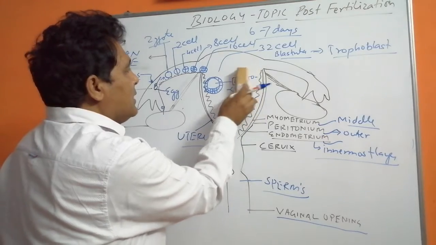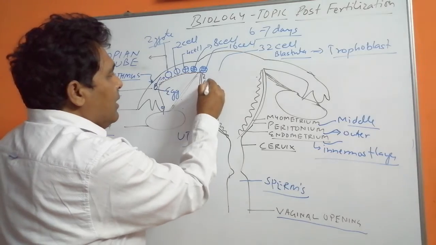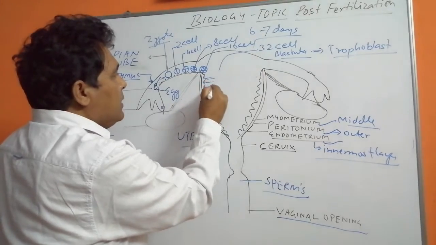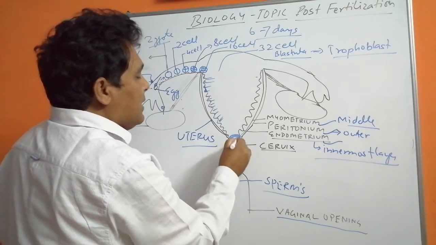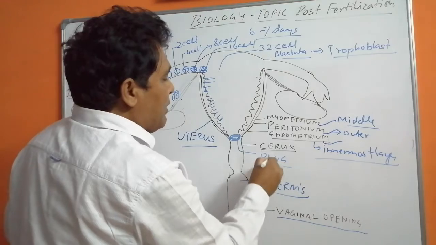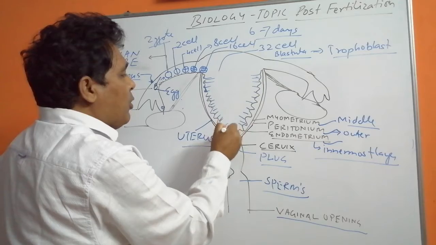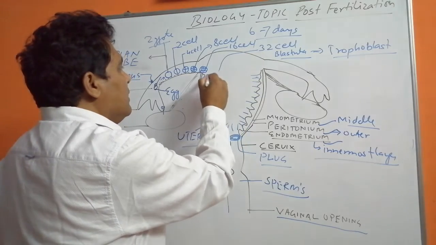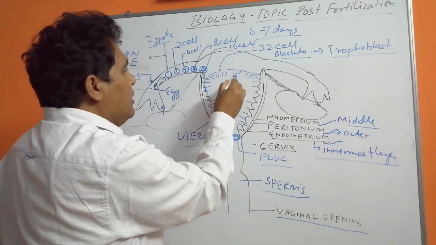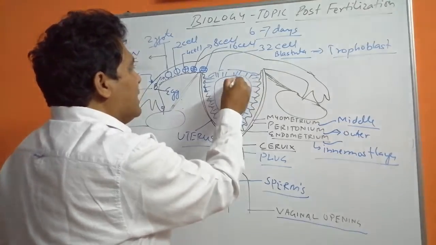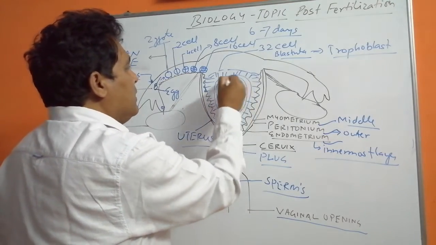Now what happens is this blastula then afterwards will now form villi. There will be a plug which will be there. This plug will be formed. Then slowly the placenta will be formed. There will be a formation of a layer outside the embryo. There is a formation of 3 layers. These 3 layers are formed.